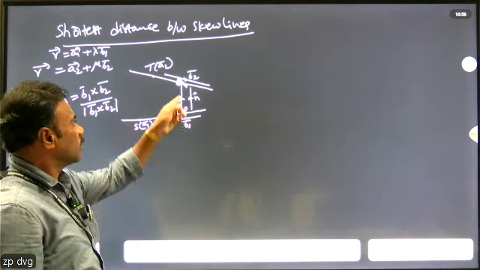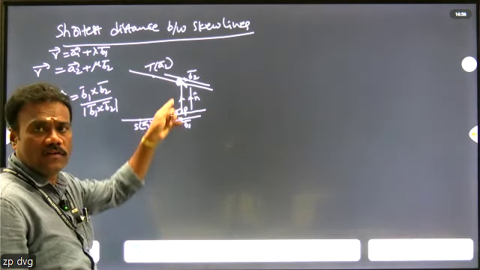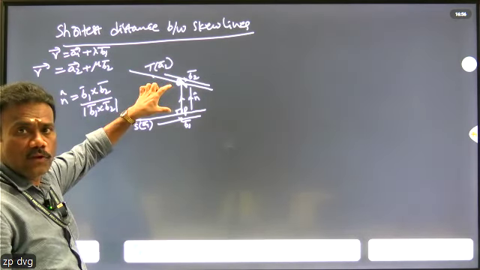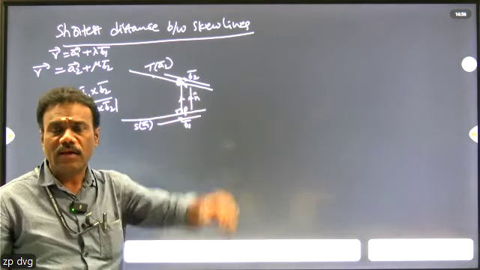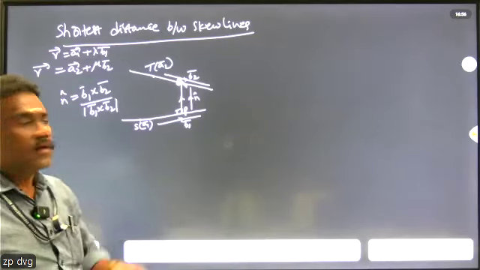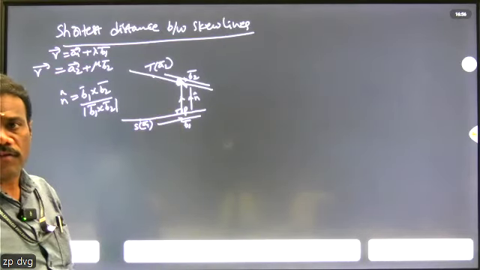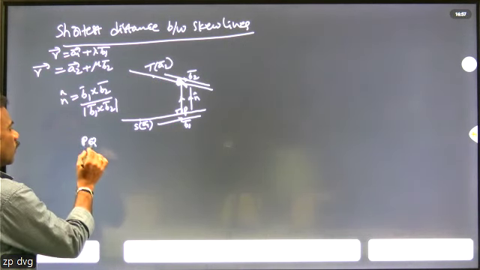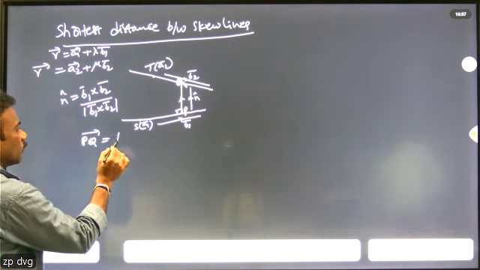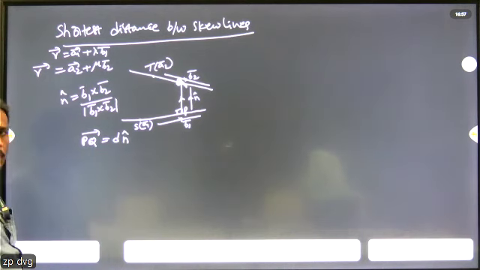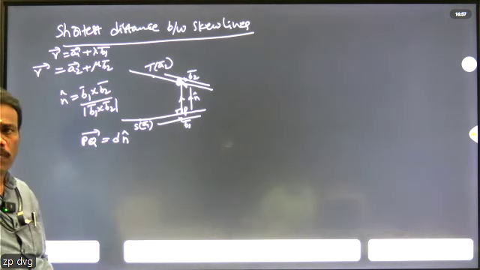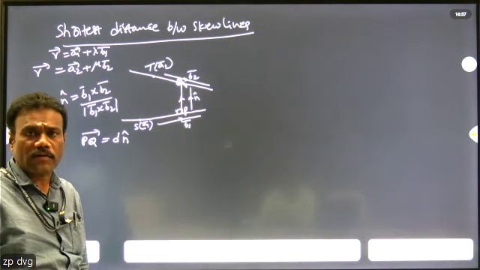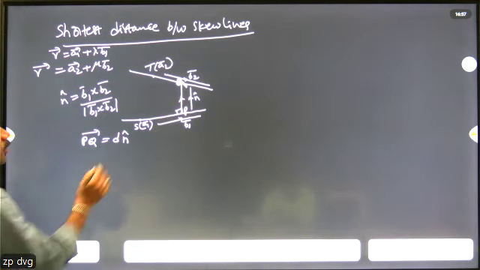But what is PQ? The shortest distance. What is the length of this PQ? PQ is I am taking it as D. D is the shortest distance between the two lines. So you will get PQ bar vector is equal to D into n cap, because these two vectors are parallel vectors.